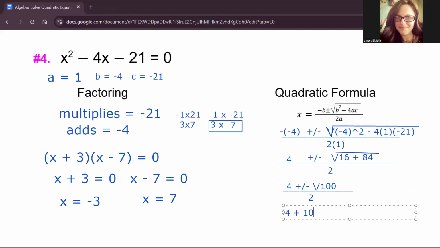So we get 4 plus 10 divided by 2 and 4 minus 10 divided by 2. And we'll simplify both of these. 4 plus 10 is 14. 14 divided by 2 is 7. And 4 minus 10, we get negative 6 divided by 2 is negative 3. 7 and negative 3.